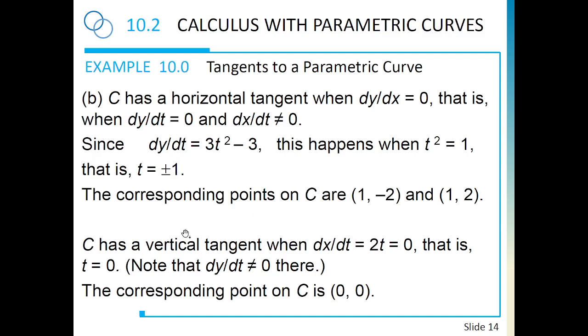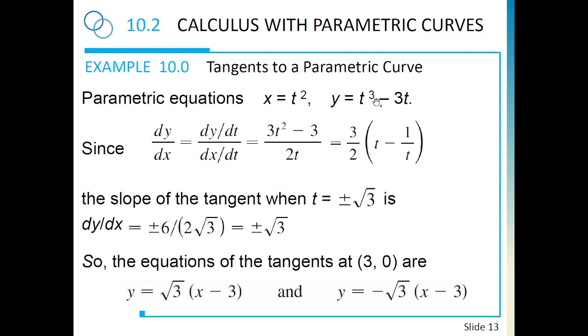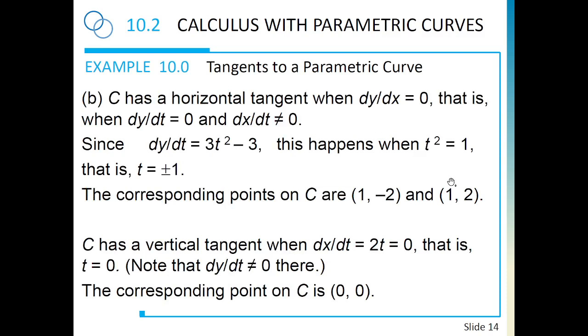Can we find points where the tangent is vertical? That means that dx/dt should be 0, but dy/dt should not. So the only point where x prime is 0 is at t equals 0. So if we put t equals 0, we have (0, 0). And obviously dy/dt is not 0 at 0, because when you put 0 here you get minus 3. So we have vertical tangent for time 0, and the point is (0, 0), so the origin.